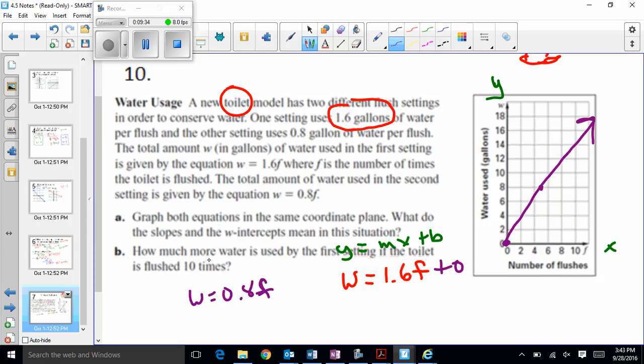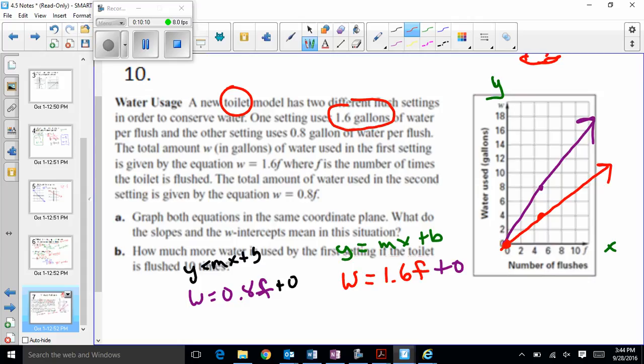For my other equation, W equals 0.8 F. Again, this is the same as y equals mx plus b. So I've got my slope 0.8, and then I'm also adding 0. So it also will start at 0. And then it goes up 0.8 over 1. Up 0.8 over 1. That means, let's see, if I multiply it times 5, 0.8 times 5, that'll get me up to 4, and then I go over 5 just like before, and this line goes like this.